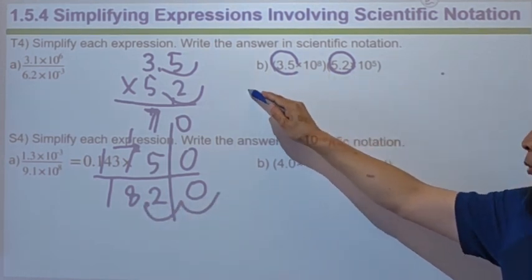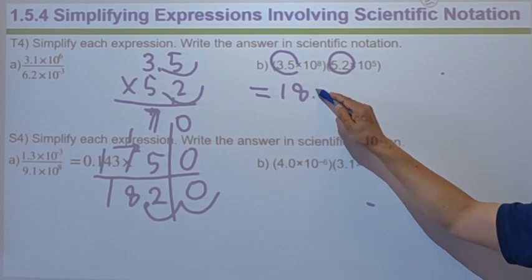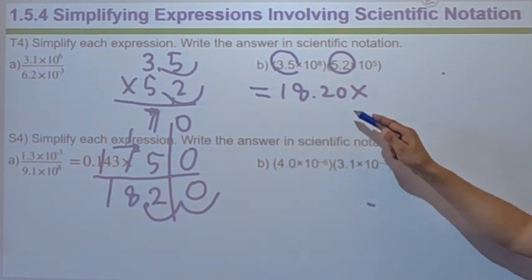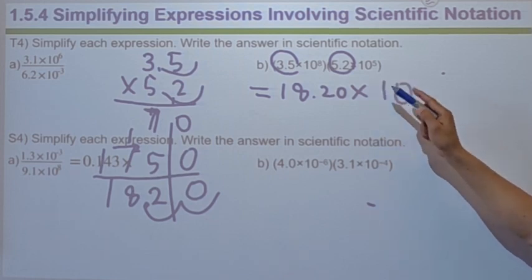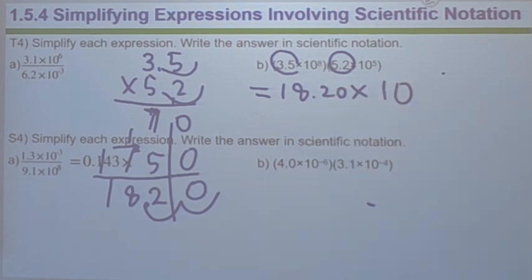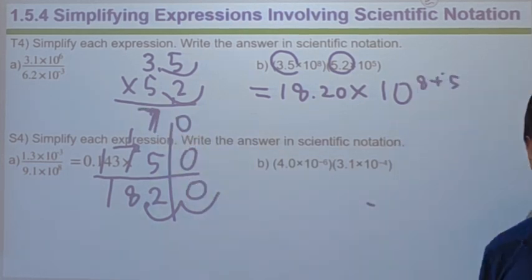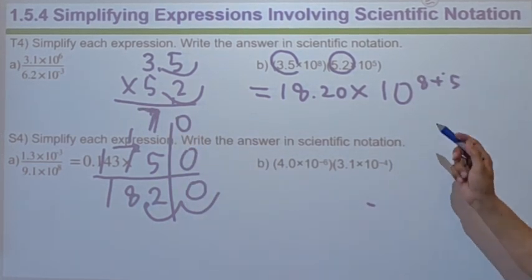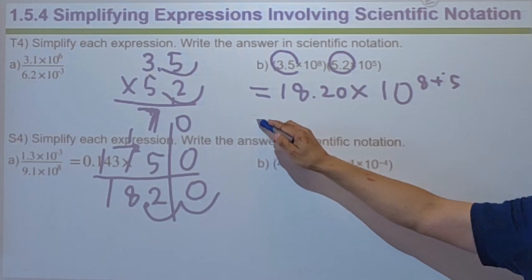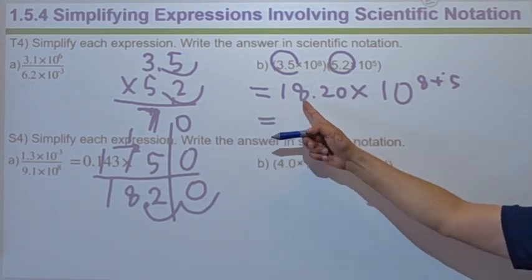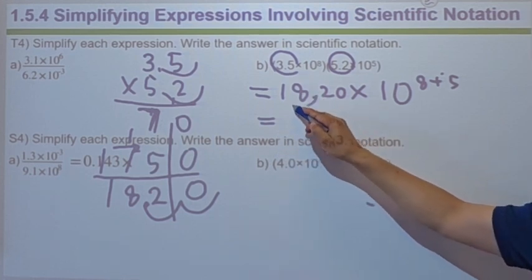So you multiply these two numbers, and it becomes 18.20 times 10 to the 8th power times 10 to the 5th power. Then the powers, you do what? Add. So 8 plus 5. What's the number at the top in the problem? This is 7. So this is 8 now, because they allow only one digit in front of the decimal. So this is 18, 2 digits. We need to move one digit right here.